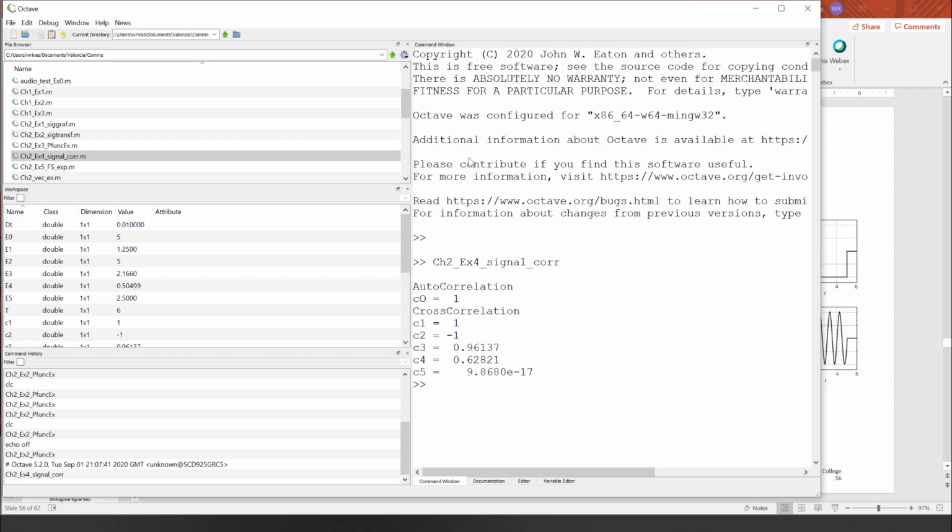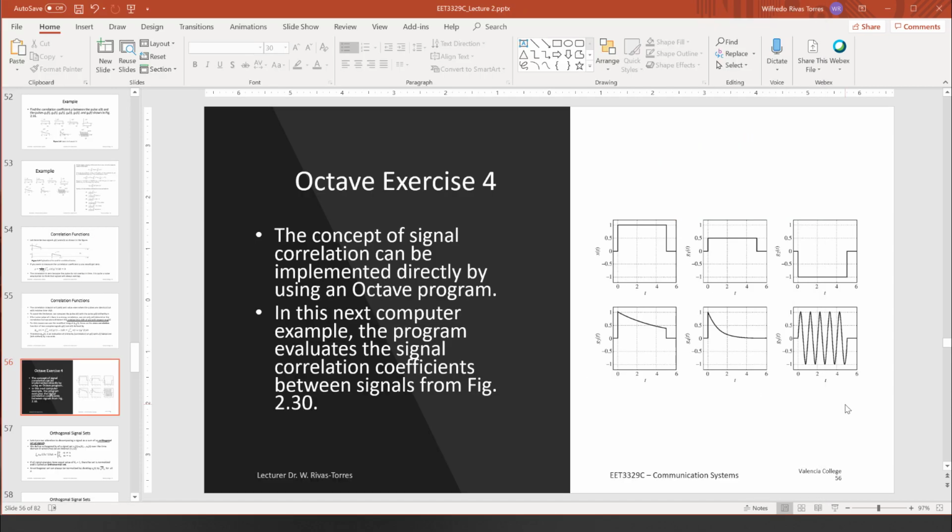So now when you go to the command window, you'll see what the autocorrelation and the correlation factors are. And it's quite interesting to see that C5 is about 0. I know e to the minus 17 may not seem 0 exactly to you guys, but it pretty much is. So what that tells us is that x of t and g5 of t are orthogonal, which we kind of saw from our example a little bit earlier in the lecture. Okay, so let's go back to the slides here.